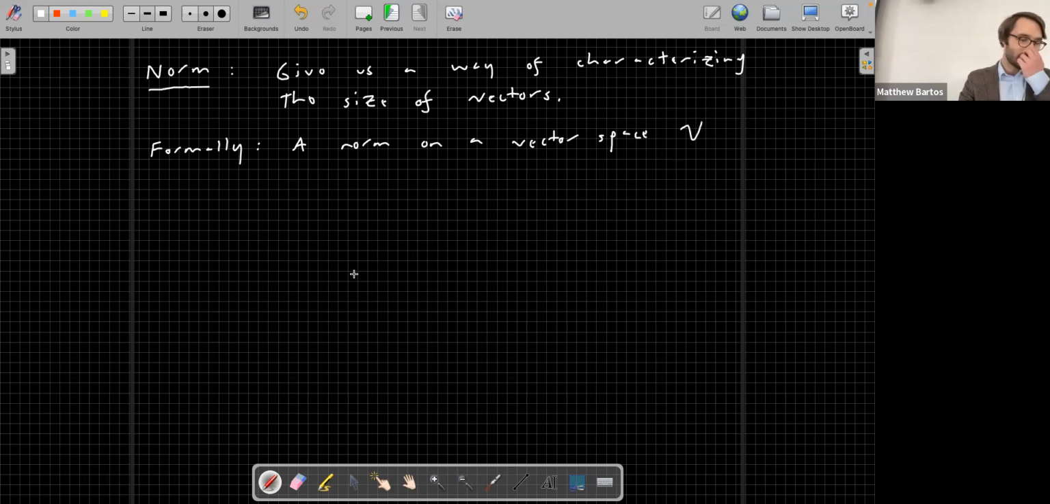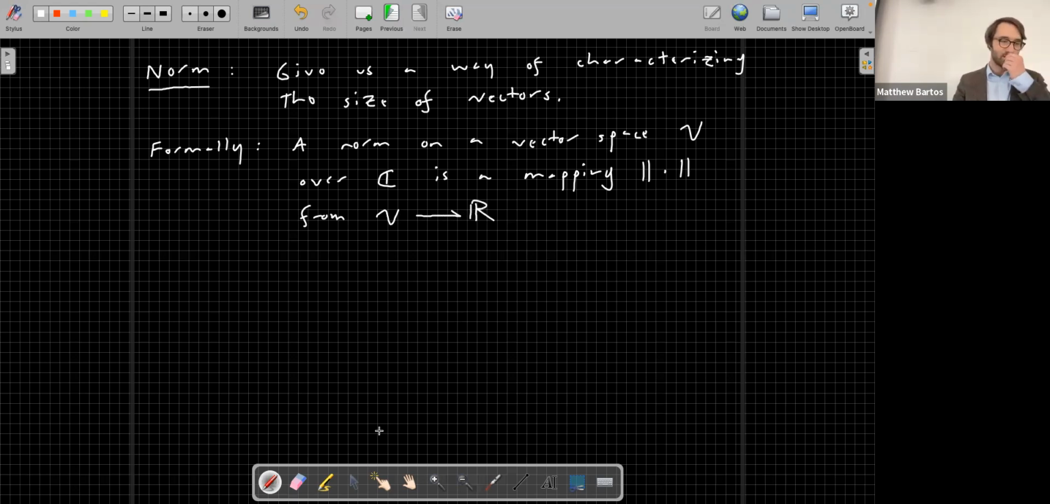A norm on a vector space V over our field, which I'll just call the complex numbers for generality here, but it could also be R. A norm is a mapping, which I'll denote by these double pipe characters here. So it's a mapping from the elements of our vector space V to the real numbers, such that the following properties hold.